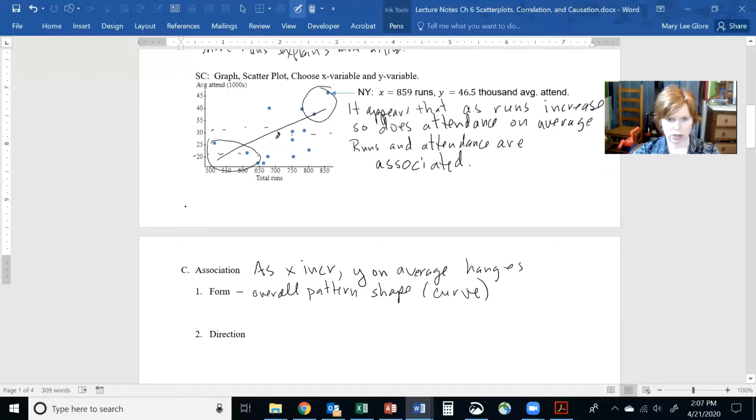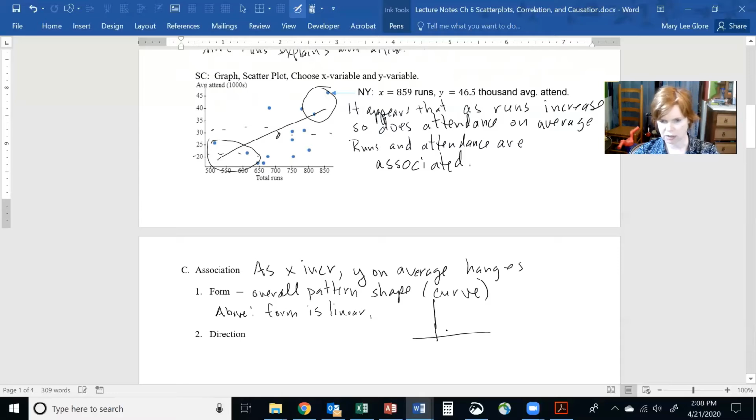So for the runs versus attendance, we would say the form is linear. It's a line, it's a straight line. And really, for this particular class, all we're wondering is, is it linear or not? On average, if I take a curve through the center of the points, it looks like it might be a line. Not all curves are linear, or not all associations are linear.